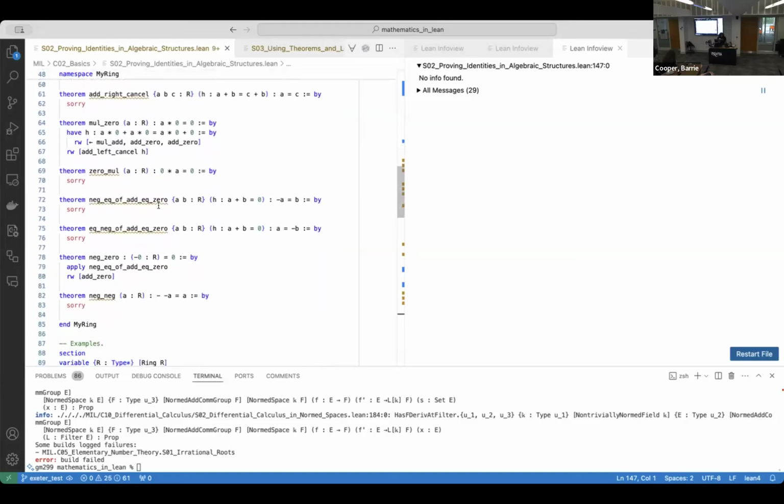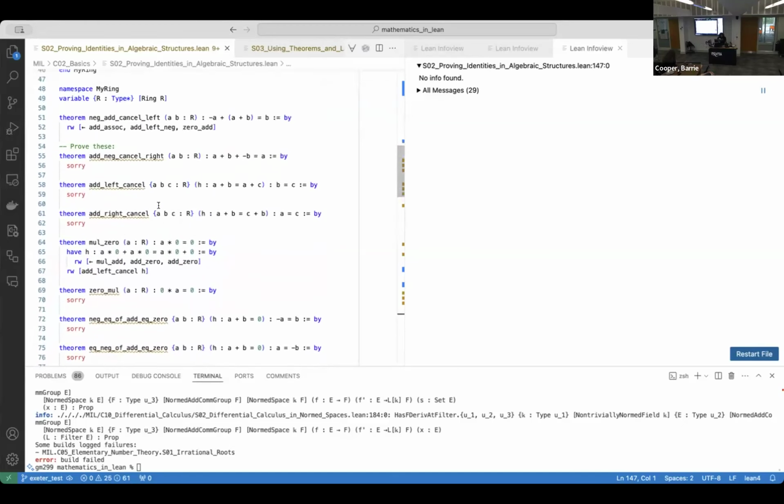I won't bother doing that. I think you can. Oh yeah, I suppose this half tactic is useful to know. Okay, so let's see how this works.